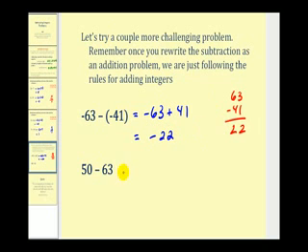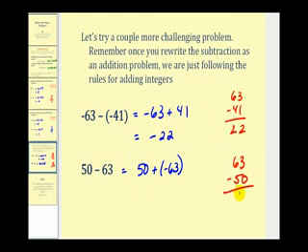Let's take a look at one more. 50 minus 63 is the same as 50 plus a negative 63. Again, we're summing integers with different signs. So we take their absolute values and subtract. So we'd have a positive 63 and a positive 50. Subtract the smaller from the larger. That'll give us 13. Notice the 63 is larger and it was negative to begin with, so it outweighs the positive 50. So the result is negative 13.